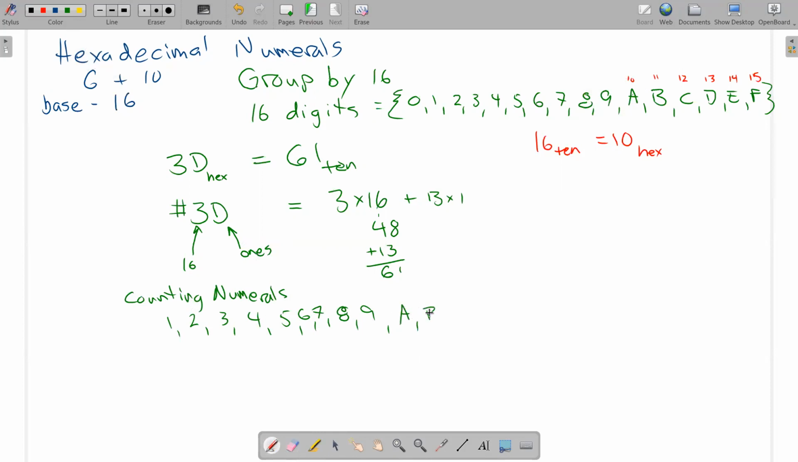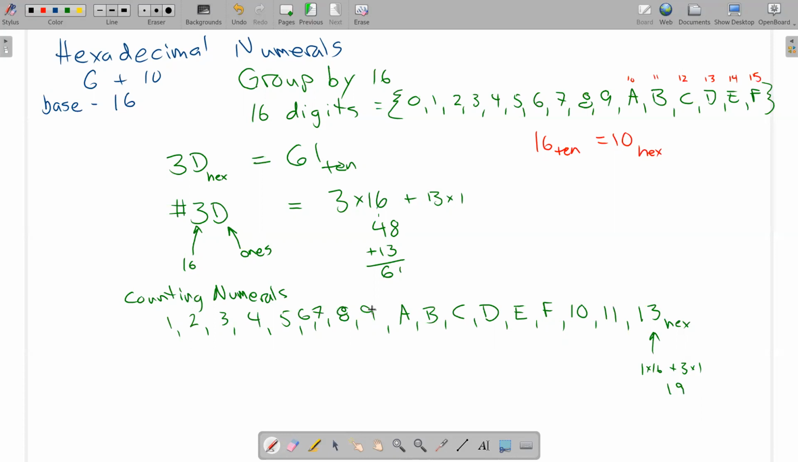A, B, C, D, E, F, and then 10, 11, 12, 13. My claim is this one right here is 19. This is a hexadecimal numeral. What does it mean? It means there's 1 16 there and 3 1s. That would be a 19 altogether.